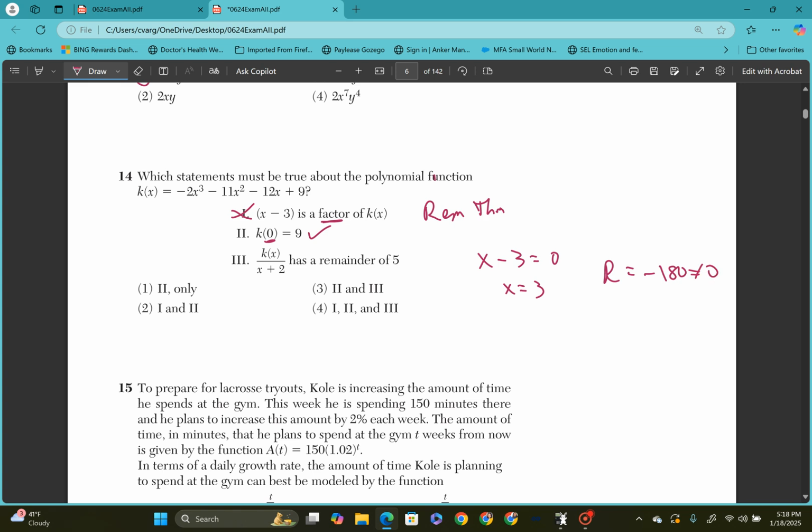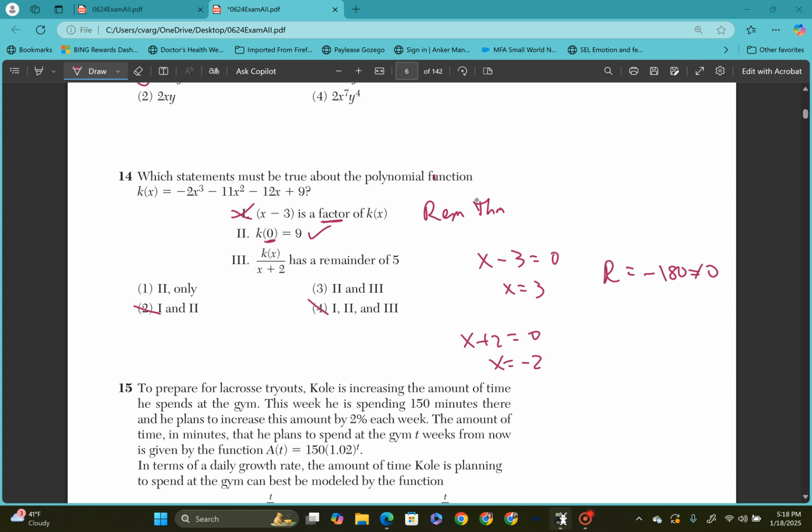So x minus 3 is not a factor of k of x. So let's see if the second part... we know that 1 is definitely not true, so 1's not there. So is 3 true? Okay, so k of x divided by x plus 2 has a remainder of 5. So let's see, same thing, right? x plus 2, set it equal to 0, switch the sign, x equals negative 2.